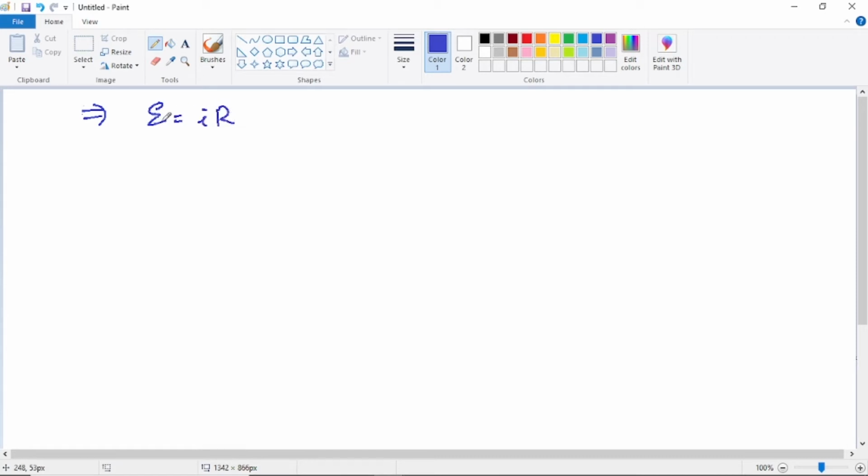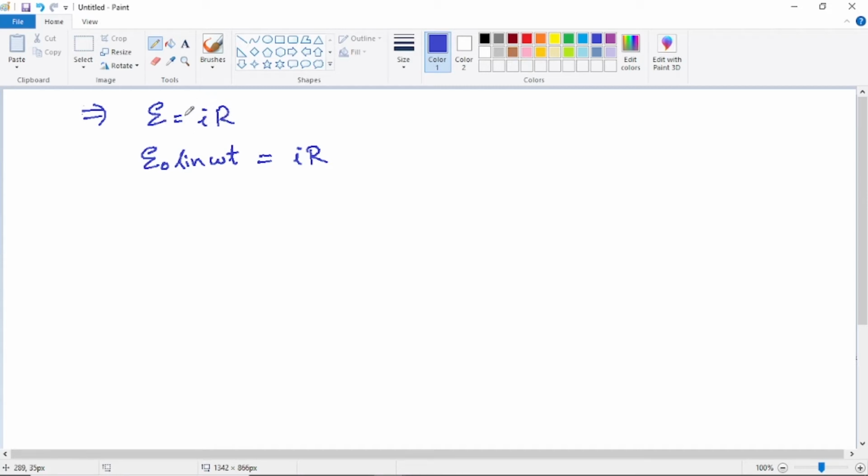But what is EMF E? Already we have seen that this is the alternating EMF given by E naught sine omega t. So substituting that here, E naught sine omega t is equal to IR. That's what we are getting. So here the alternating EMF E is equal to IR.